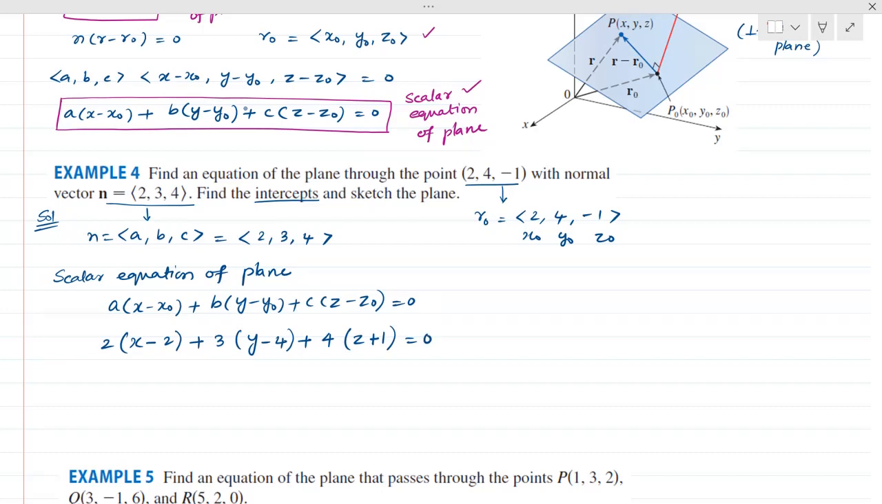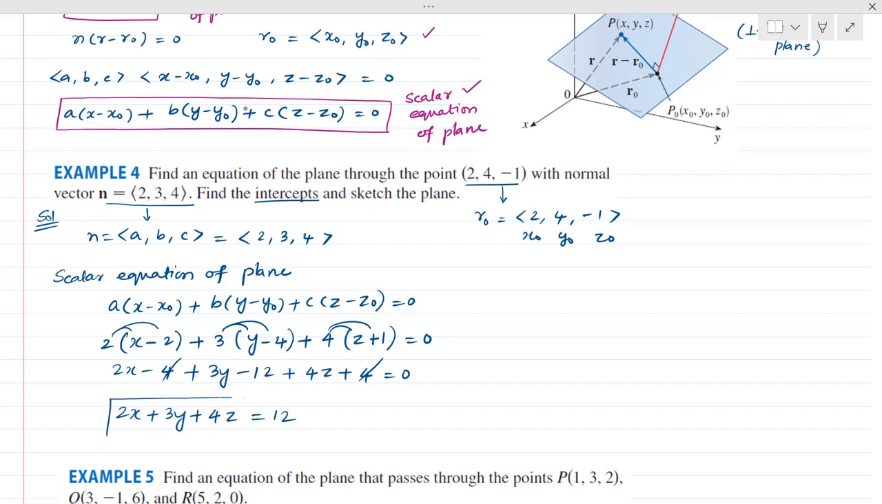After that we have to simplify. After multiplying, you will get 2x minus 4 plus 3y minus 12, then plus 4z plus 4 equals 0. Now add: 2x plus 3y plus 4z equals, the plus 4 and minus 4 get cancelled. If you move the 12 to the other side, it becomes plus 12. So this is the equation of the plane.